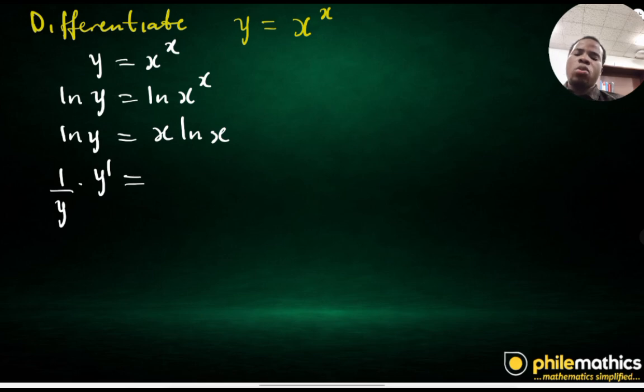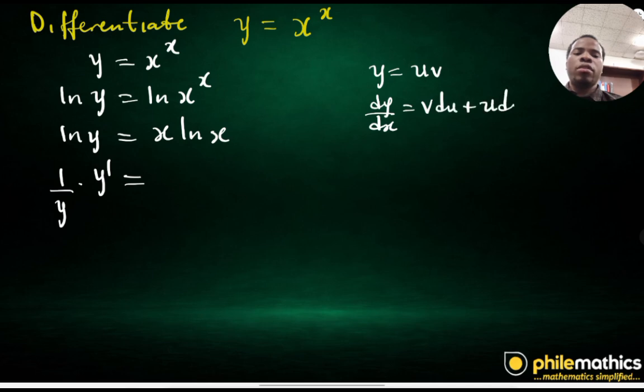For the right hand side, we have a product of two functions, a linear function which is x and a logarithmic function which is ln x. So we use the product rule. Recall that if you have y equals uv, where u and v are separately functions of x, then dy/dx will be v du plus u dv. So that's what we use for our right hand side.